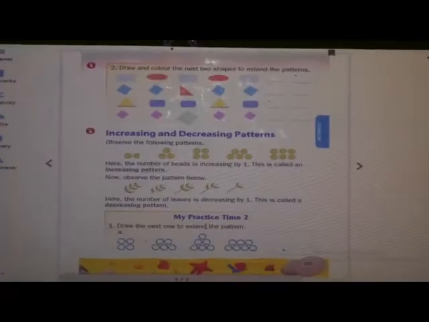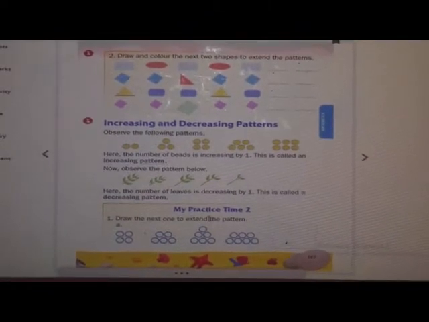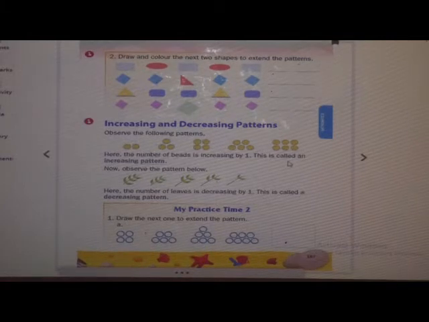So, we will start with our math subject. Take out your saffron textbook, dear all. Yes, we will continue with our chapter number 7, that is patterns. So students, in our last period we have completed till here. We have learnt increasing and decreasing patterns. What is increasing and decreasing patterns?